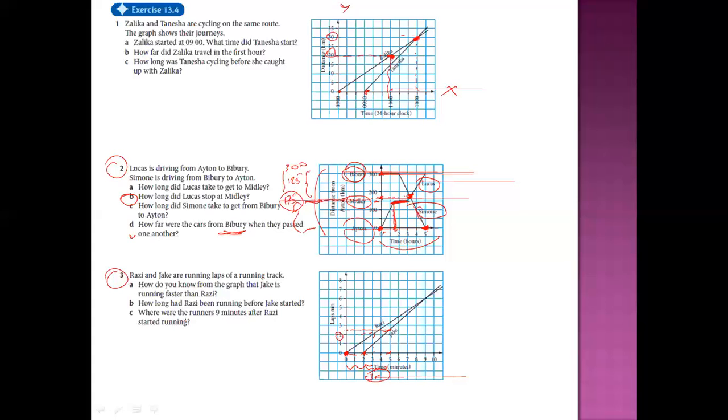And where were the runners 9 minutes after Razi started running? Razi started from 0, after 9 minutes, okay, they'll meet. They meet at the same point, the same point or 6 laps. As you see here, they cross in 6 laps.